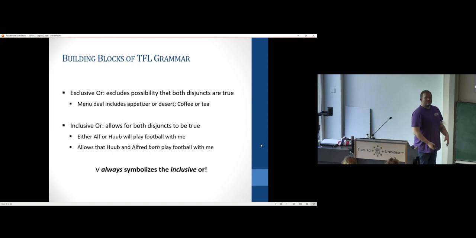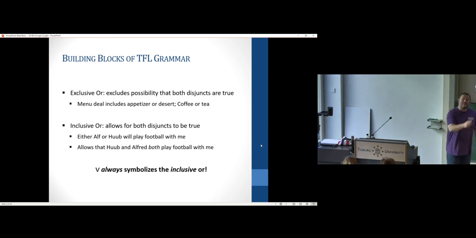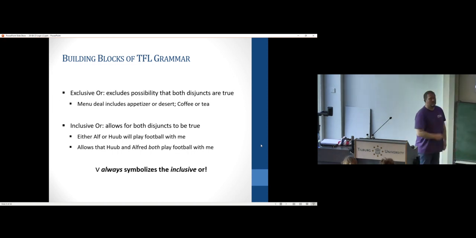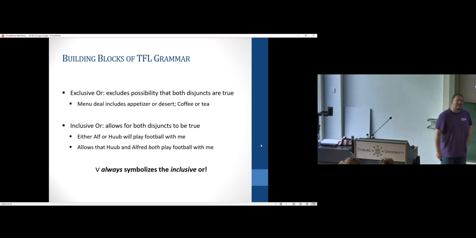But the strict offer, go nuts, right? Yes? So for the disjunction, it's always inclusive or? Always. Exclusive or is like negating conjunction. Good.